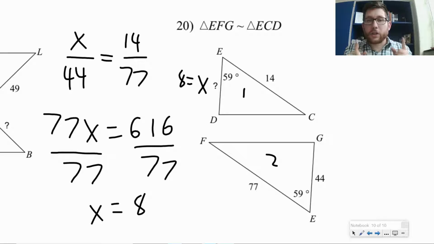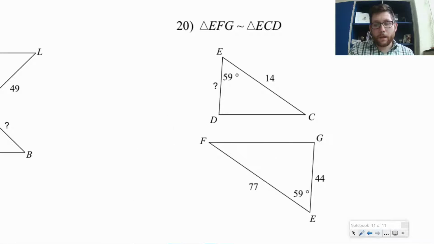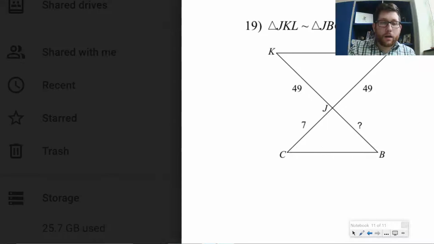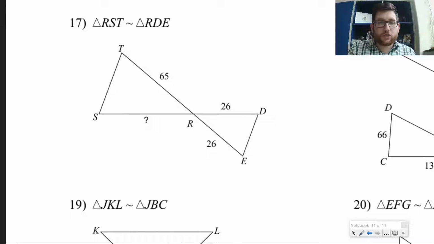Now, we should check our answer, make sure it makes sense. Well, it looks less than 14, right? We can't really compare it to the other triangle, but inside its own triangle, it looks less than 14, so 8 seems to be a reasonable answer. All right, let's try another one here.